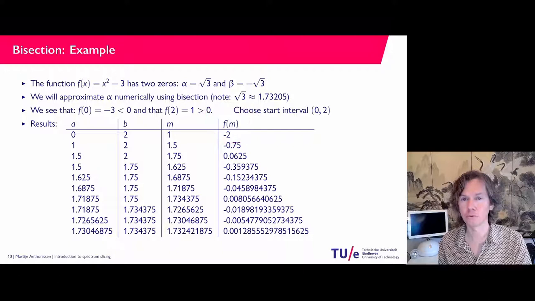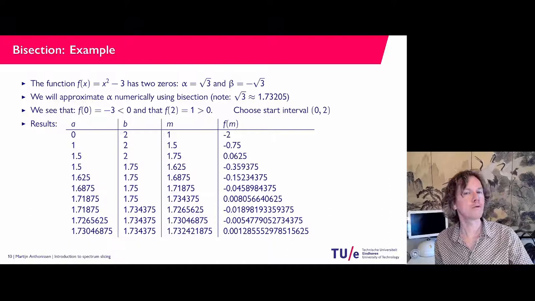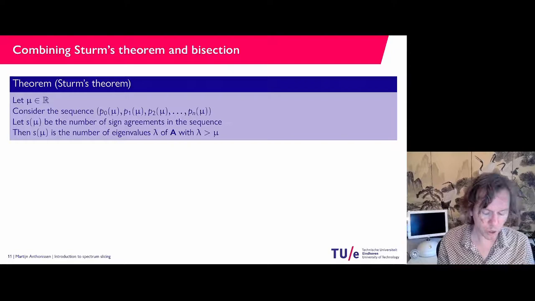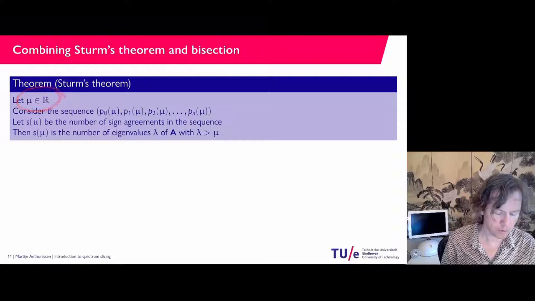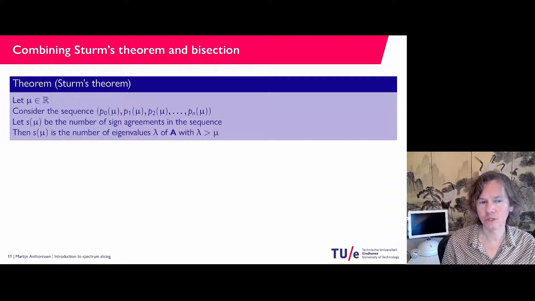Now, how can we use that? So now let's put the puzzle a little bit together. We've got several pieces now. So what I want to do is use this Sturm theorem and combine it with bisection to locate eigenvalues. So I'm going to pick some number mu. I'm going to consider the Sturm sequence. I count the number of sign agreements. And now what I know is that S of mu is the number of eigenvalues that are bigger than mu.